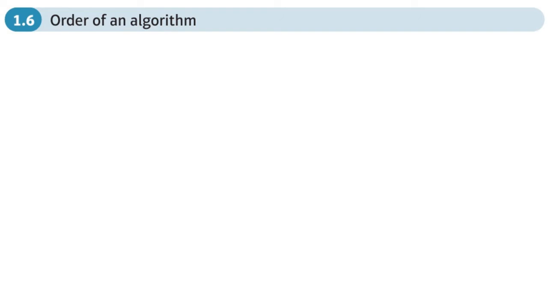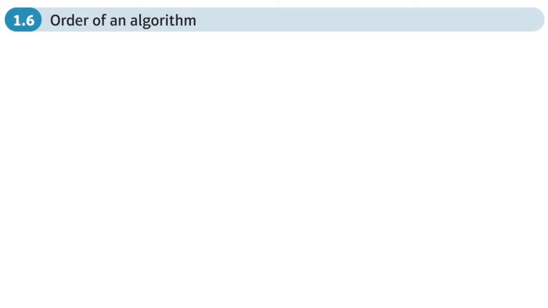This is the 6th section of chapter 1 on algorithms, and this section is about the order of an algorithm. Now, different algorithms take different times to work through. Typically, these algorithms like bubble sort, quicksort are done on computers, and we want to know basically how long an algorithm is going to take to complete, let's say on a computer or even manually.